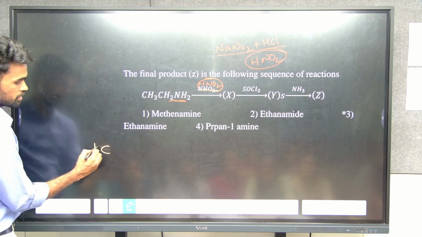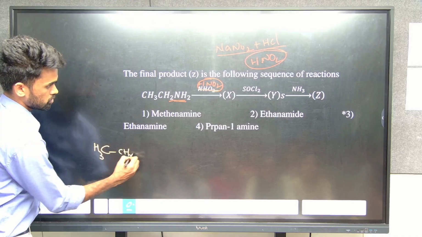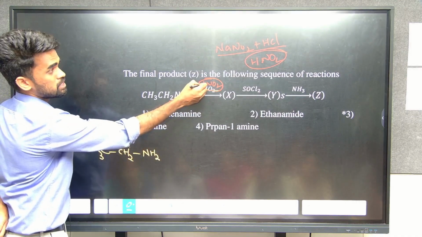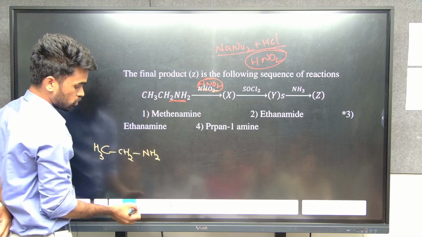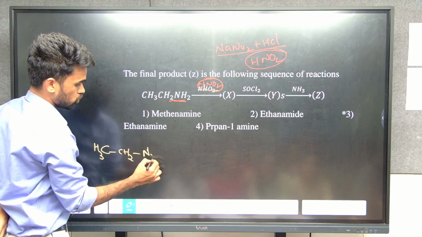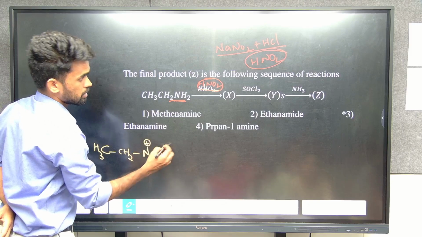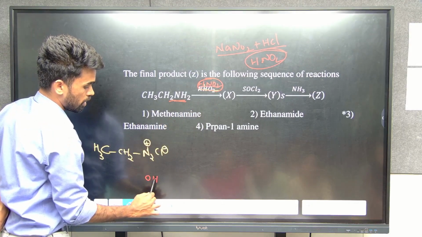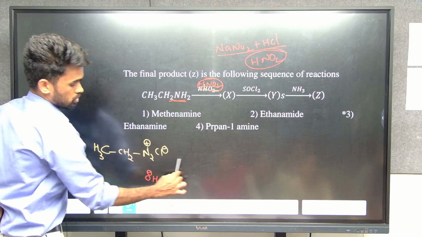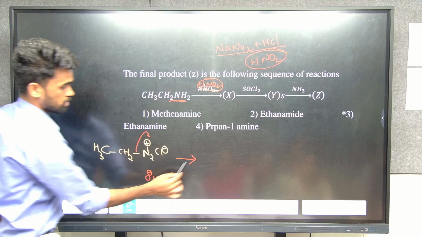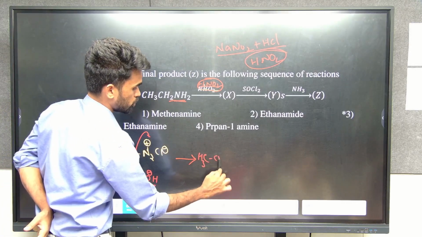Okay. CH3CH2NH2 is there now. If it reacts with this, what happens? I told you there. N2+ Cl minus, yes, perfect. With HNO2 it also releases H2O or OH minus. So if N2 is going out, what will come in? OH. So ethyl alcohol will be produced.